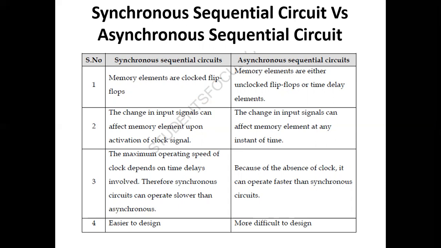In an asynchronous circuit, because of the absence of a clock, it can operate faster than a synchronous circuit, because the state changes vary. Sometimes it will change in one state or another state. But in synchronous, every time you have to define the next state. So asynchronous circuits are faster than synchronous. Synchronous circuits are easier to design. Asynchronous circuits are more difficult to design. This is the difference between synchronous and asynchronous sequential circuits.